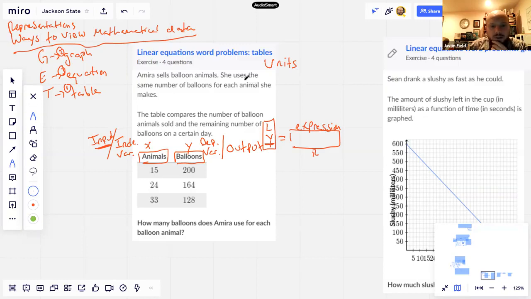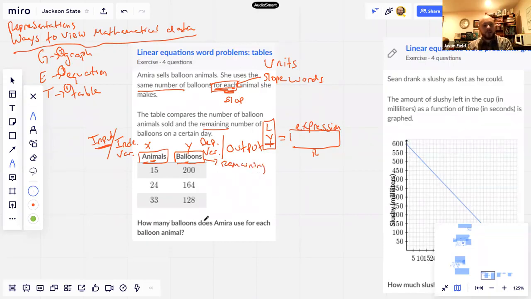Amira sells balloon animals. She uses the same number of balloons for each animal. "For each" is a slope word. So draw a box around that and write slope words. For each she makes. The table compares the number of balloon animals sold, sorry, here, and the remaining number of balloons on a certain day. So this should say balloons remaining.